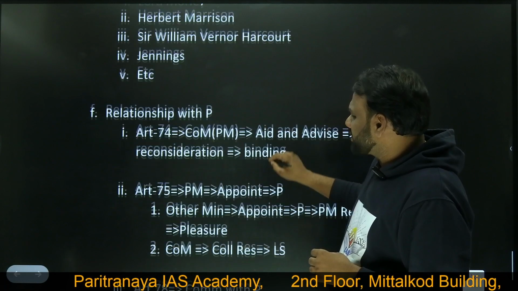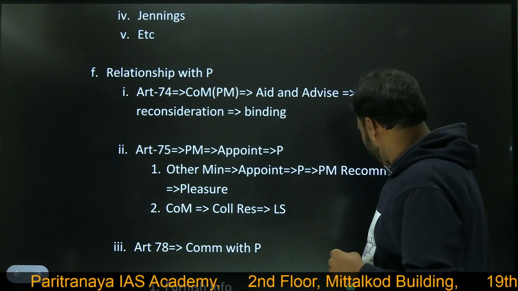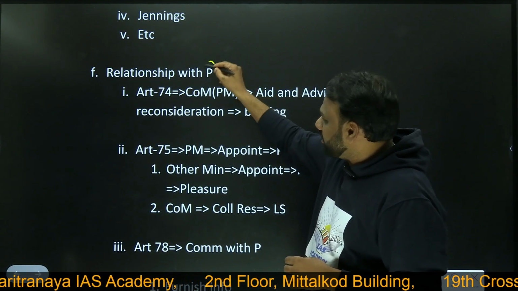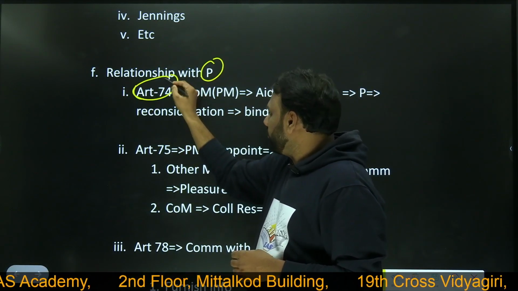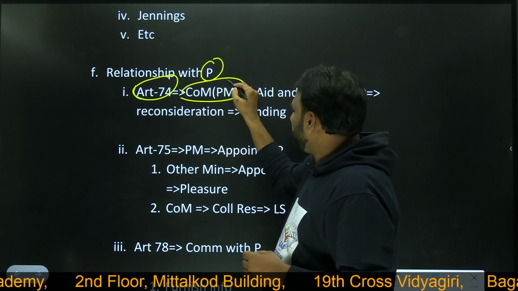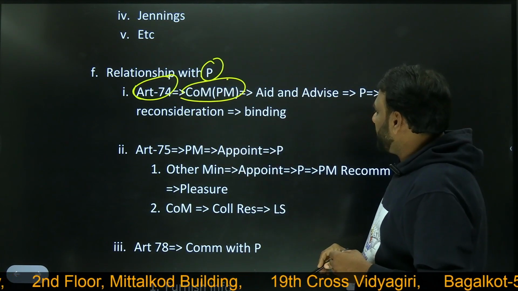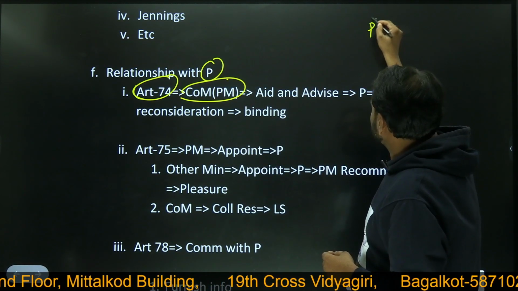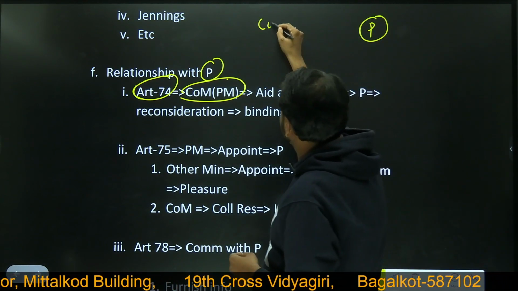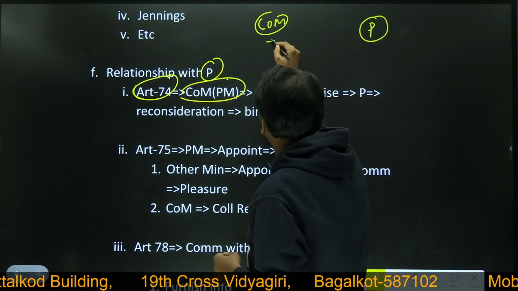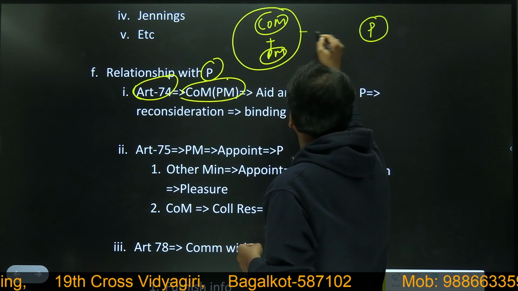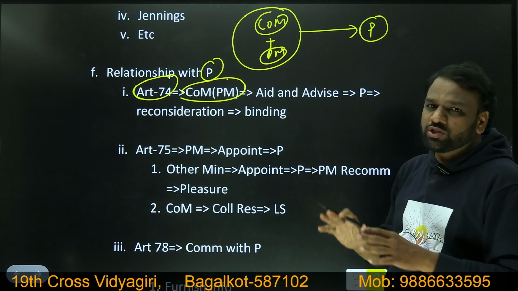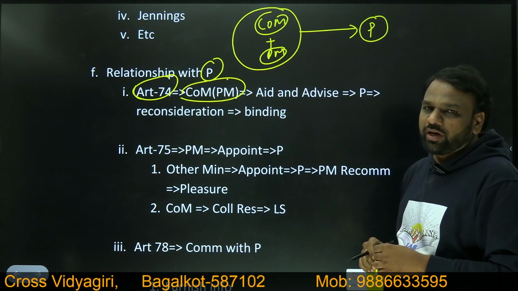Whatever we have discussed, I will just recap. Relationship with President, what did we get to know? According to Article 74, the Council of Ministers headed by the Prime Minister will aid and advise the President. It means Council of Ministers plus Prime Minister. Whatever advice they give to the President, the President has to work accordingly.